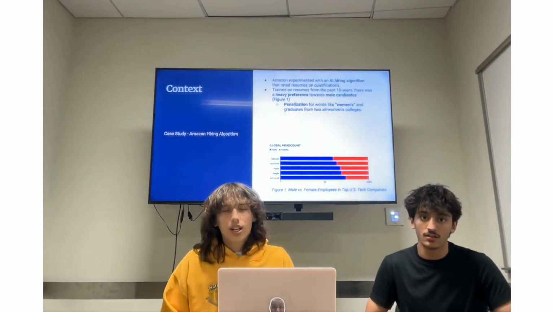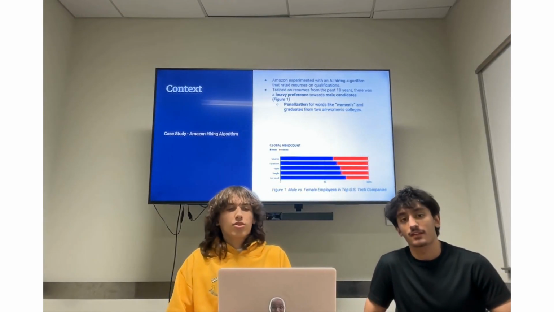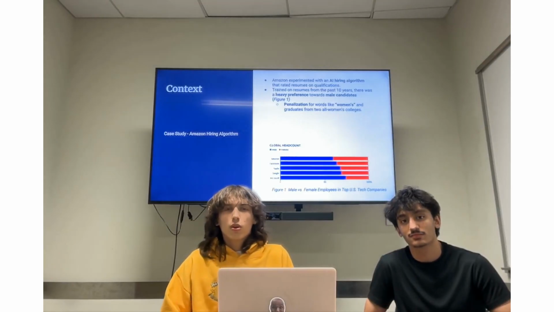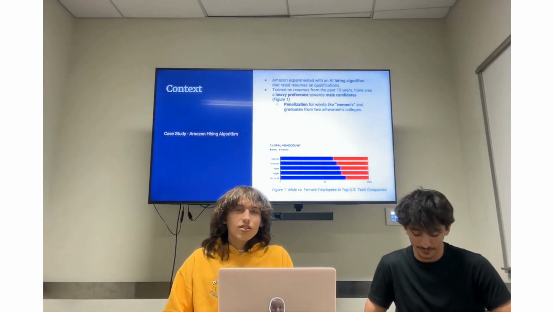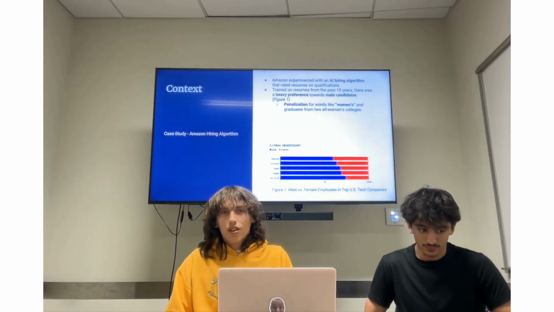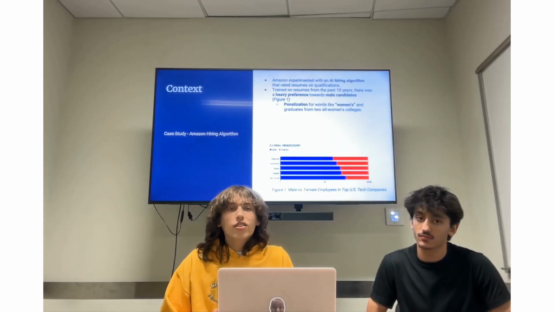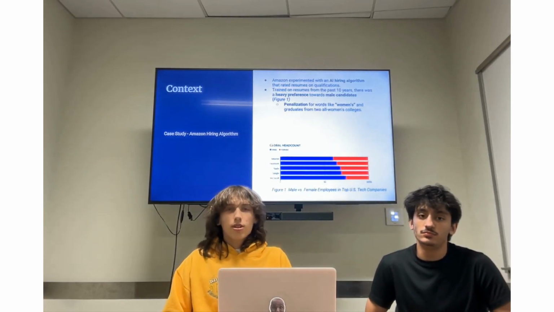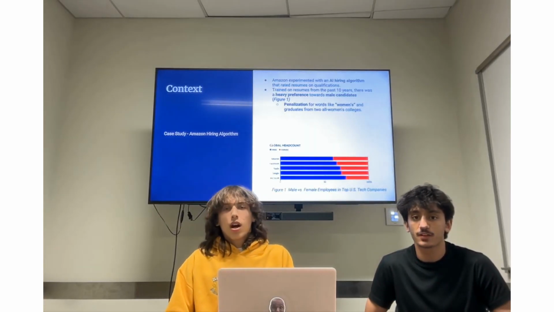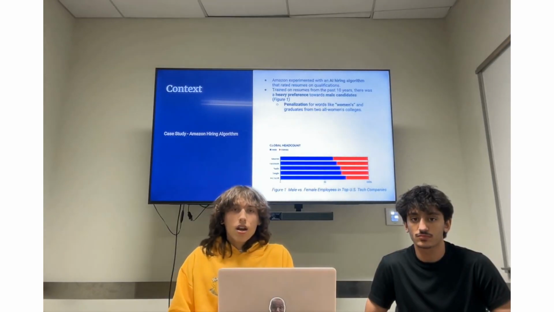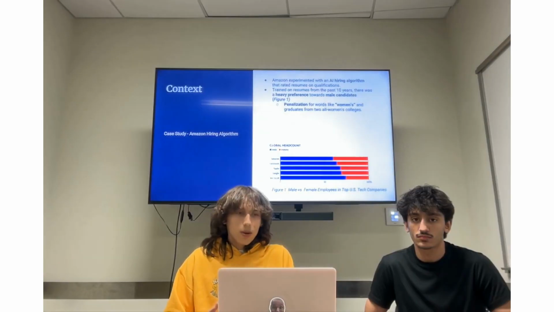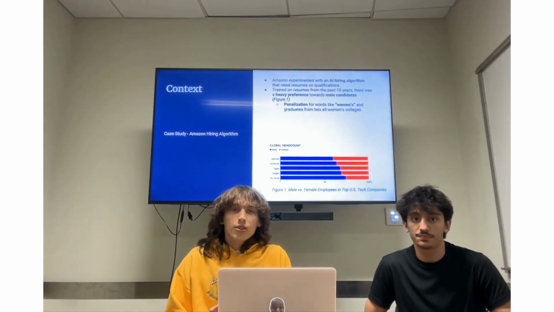For some context, here's an actual case study from an Amazon algorithm that was meant to assess the quality of resumes. And because of the disparity between gender, with tech being a very male-dominated field, the algorithm, in order to optimize accuracy, would actually penalize resumes that were women's, that had words like women's or graduated from all women's colleges.